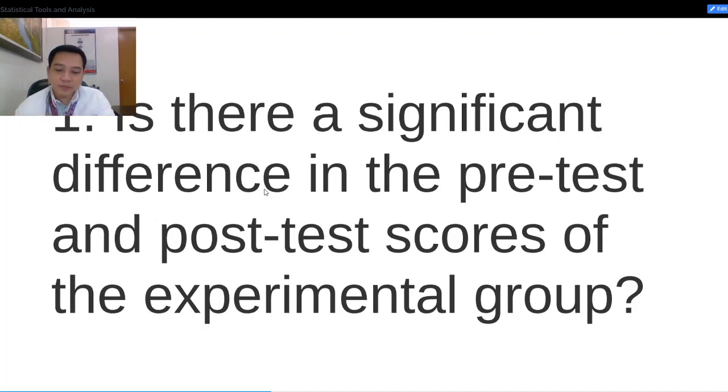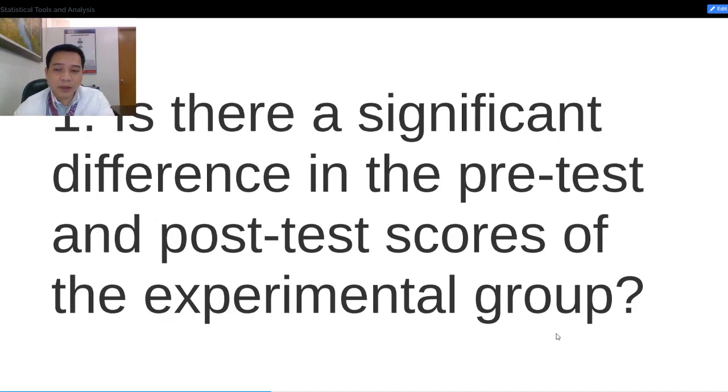Okay? So let's look at the analysis here. Again, going back to the question, is there a significant difference in the pre-test and post-test scores of the experimental group? This is a test of difference. That's the first step. Second, how many groups do you see? There's the words experimental group. Does it mean there's also a control group or a counterfactual group?